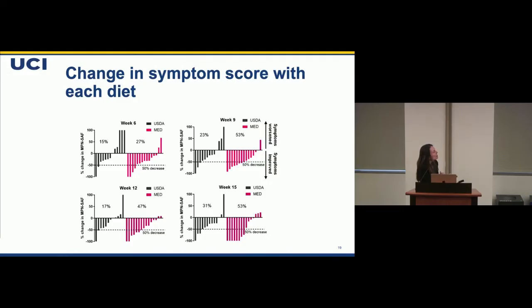And as you can see, in both groups, the Mediterranean diet group and the USDA group, there were a good fraction of patients who had a reduction in their symptom burden, but it appeared to be more robust in the Mediterranean diet group. Now, it makes sense that any improvement in one's diet would make you feel better, but potentially, specifically incorporating foods in a Mediterranean diet could further enhance this improvement in symptoms.